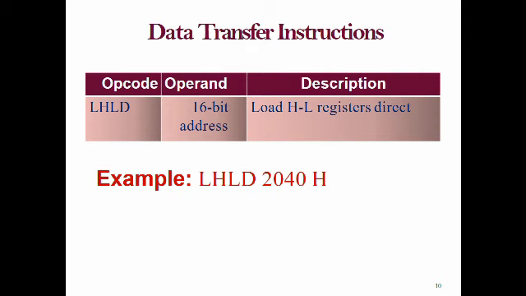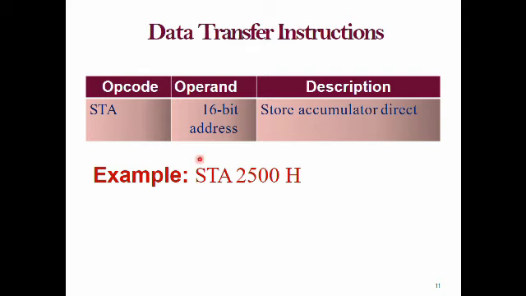LHLD 16-bit address, load HL direct. This command will copy the contents of the 16-bit address into register L. It will increment the memory address and copy the next memory location into register H. Once again, a lower-to-lower and higher-to-higher rule is followed. So it basically copies 2 bytes of memory and loads them into the HL register pair.